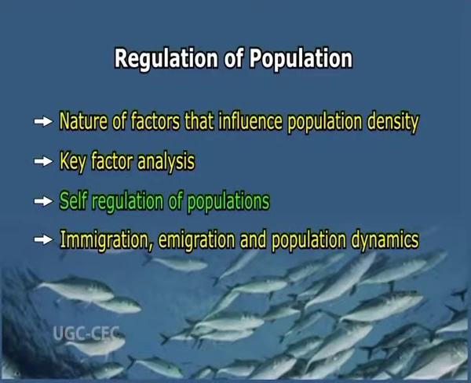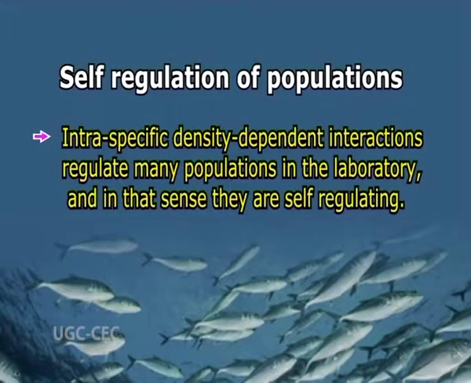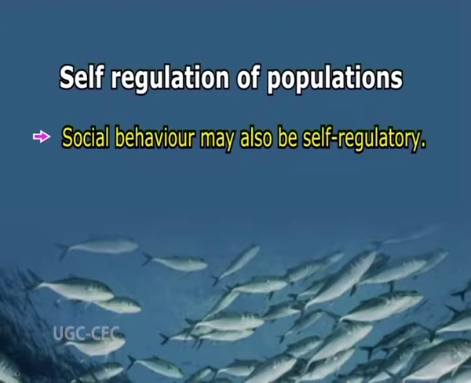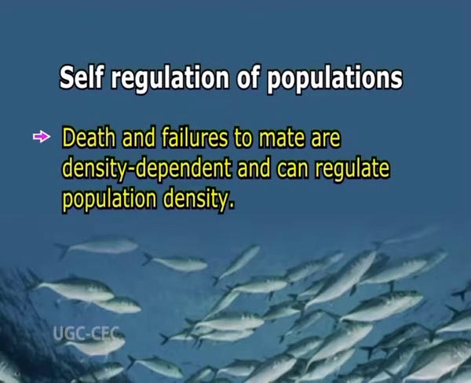The third aspect of population regulation includes self-regulation, which depends on the criteria of intraspecific competition. Intraspecific density dependent interactions regulate many populations in the laboratory, and in that sense they are self-regulating. Accumulation of waste products may depress the population growth. This is also considered as a self-regulation. Social behavior may also be self-regulatory. Death and failures to mate are density dependent and can regulate population density.